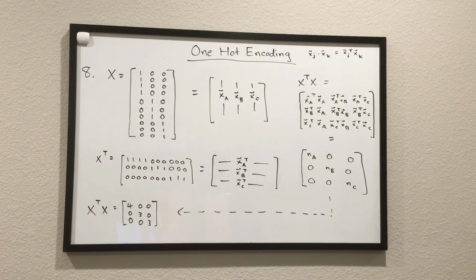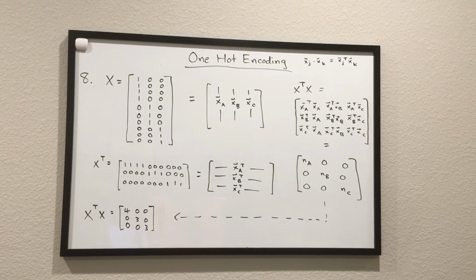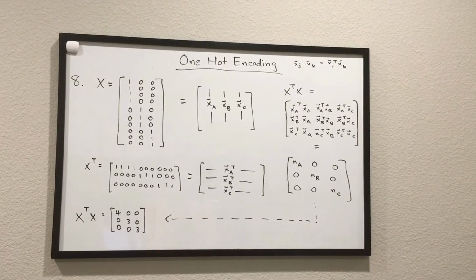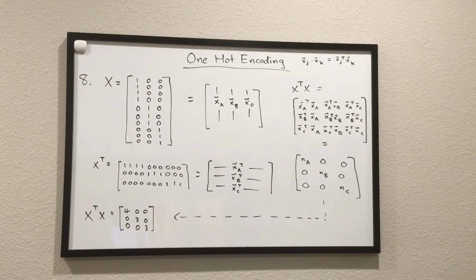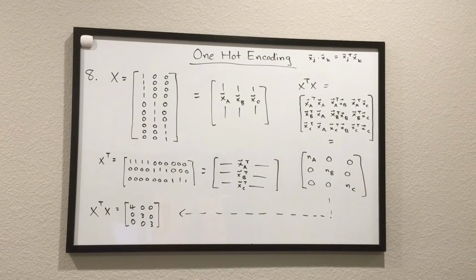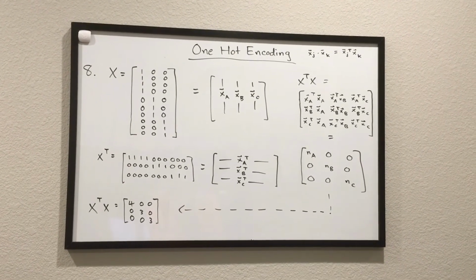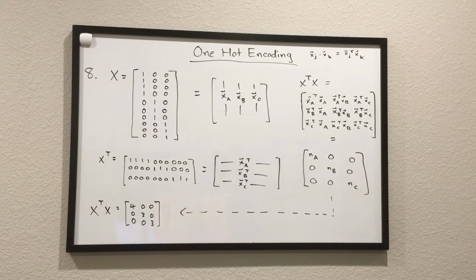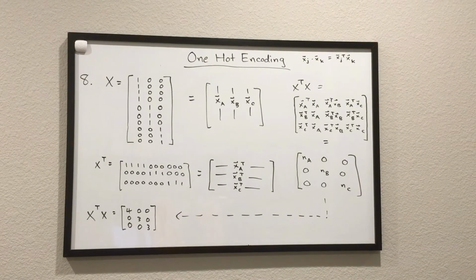Well, how did I get the values on the diagonal? N sub A, N sub B, and N sub C. Well, what do I denote by that? N sub A is the count of the number of observations that were A, N sub B is the count of the number of observations that were B, and N sub C is the count of the number of observations that were C. In our example, that was 4, 3, and 3, respectively.